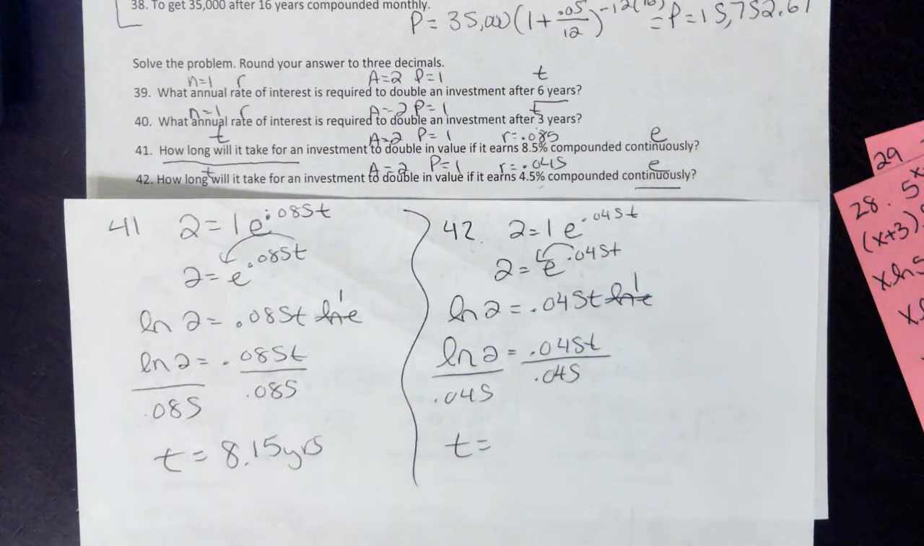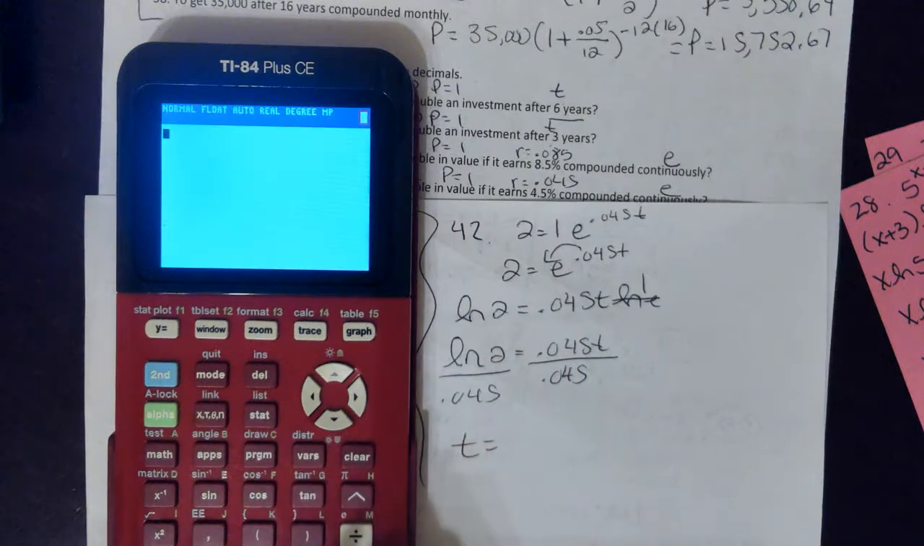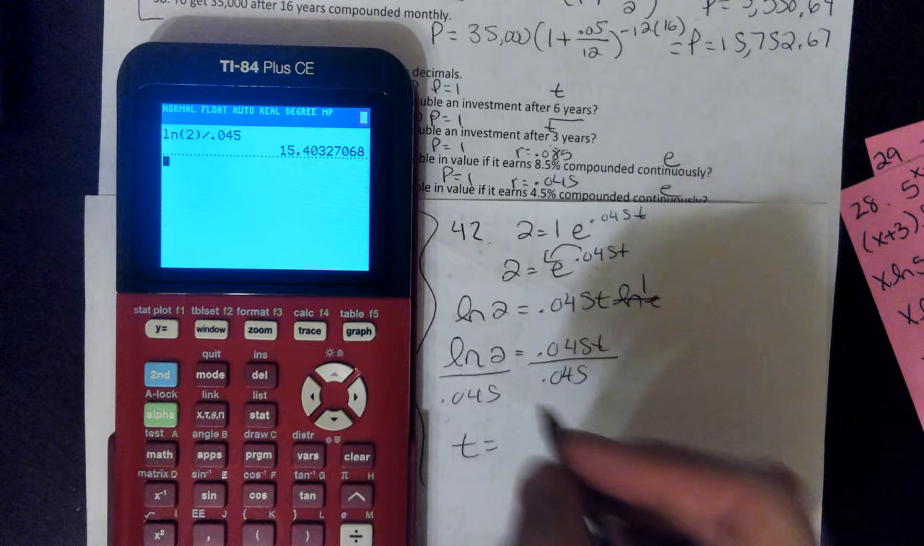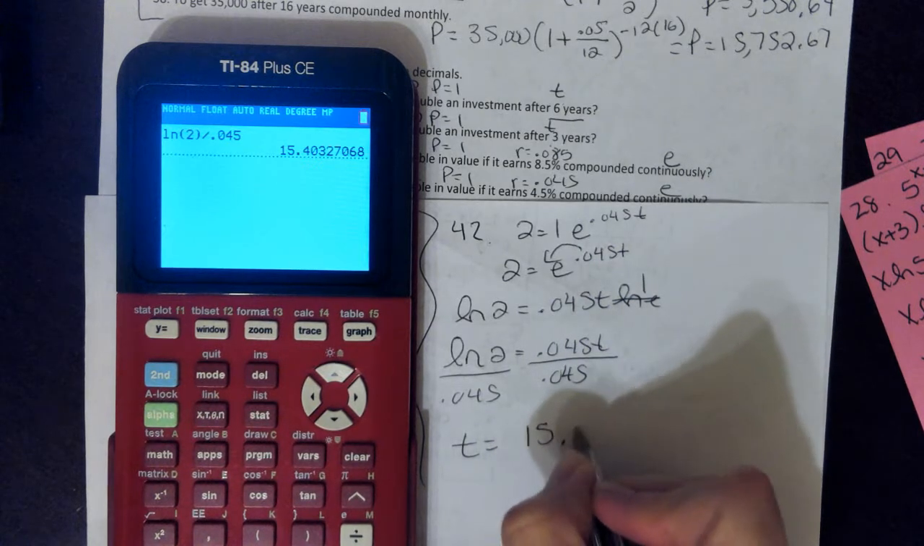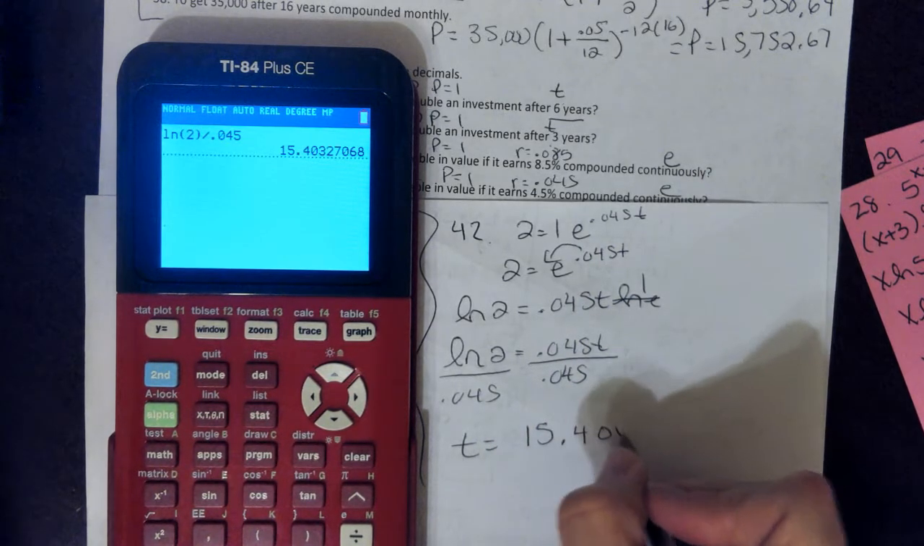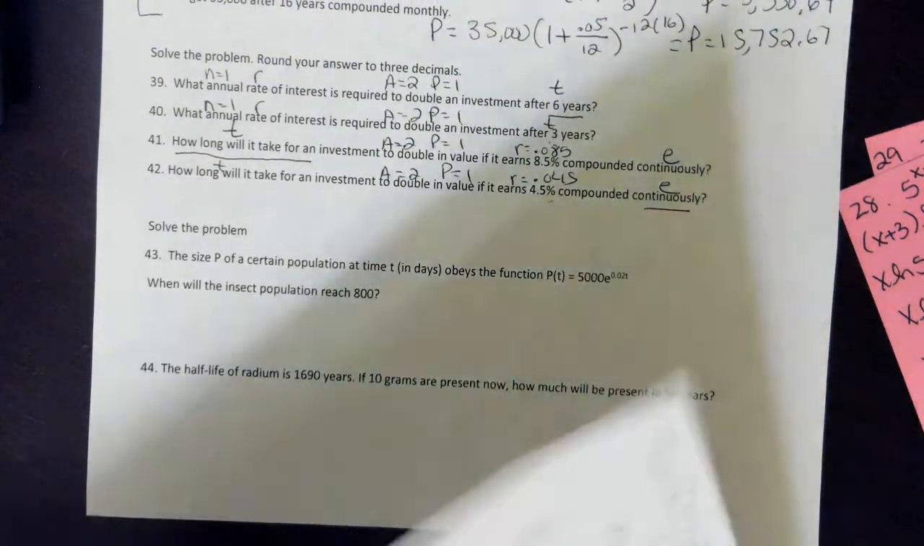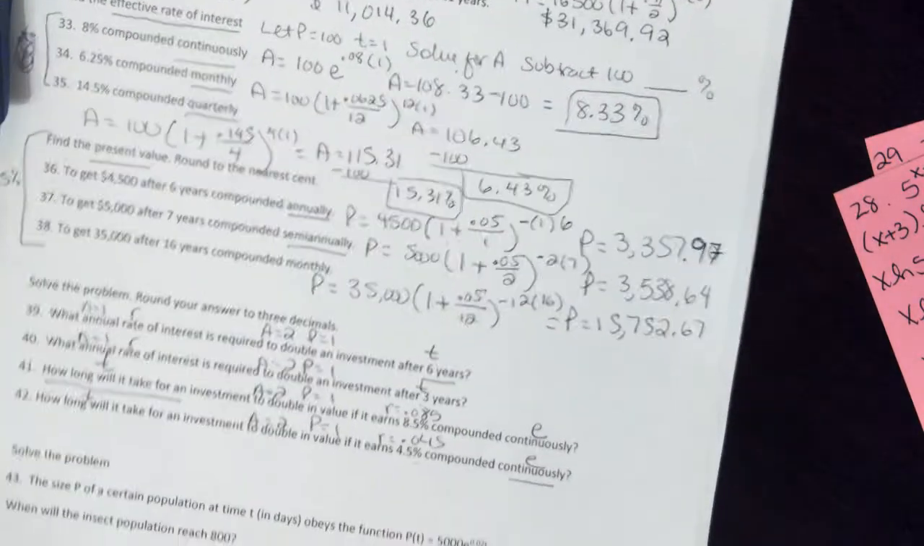And T is going to equal the natural log of 2 divided by 0.045, which is 15.40 years. Okay, almost done. Let's go look at 43 and 44.